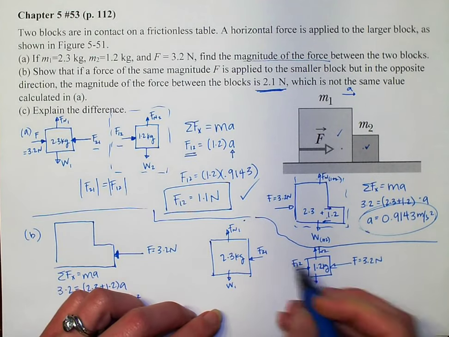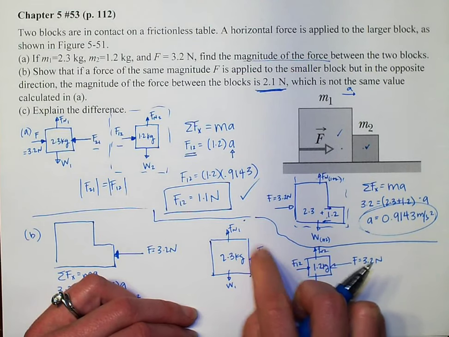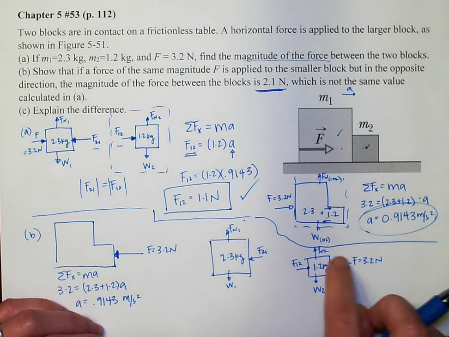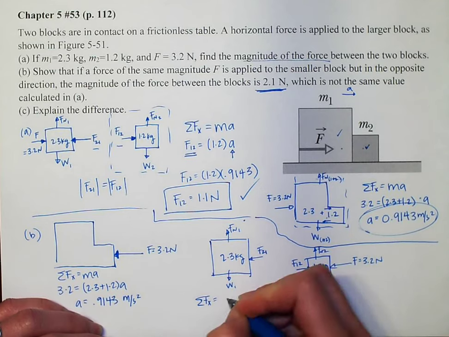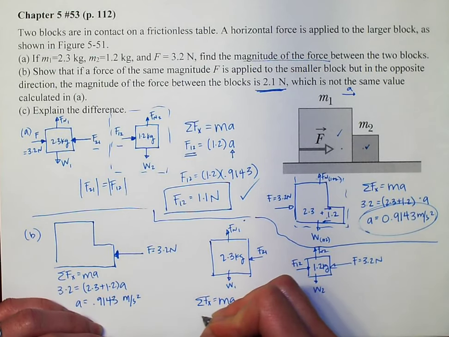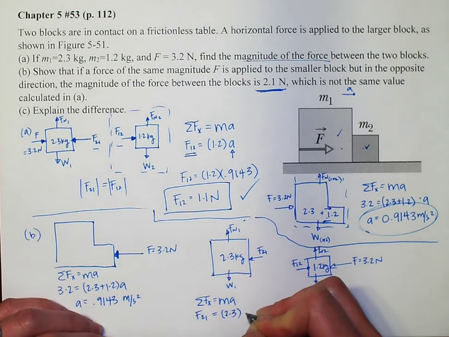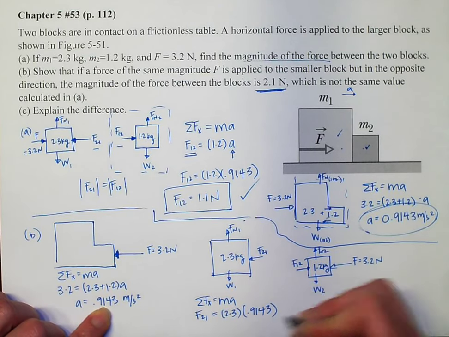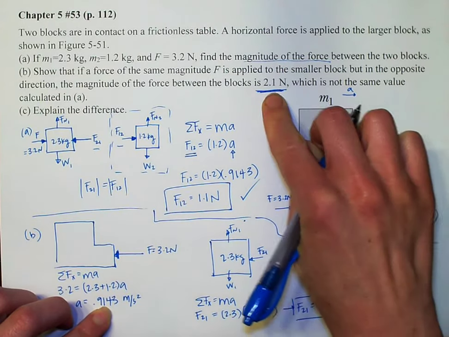If I'm now going to solve for this internal force, I'm going to choose this one because I only have one force right here, and so it's slightly simpler calculations. By the way, if you chose this one, that's fine. You would just have to use both forces. So sum of the forces in the x equals mass times acceleration. So F from 2 on 1 equals 2.3 times my acceleration, which is still exactly the same thing from the first part. And so that shows us that that force from 2 on 1 indeed does equal 2.1 newtons. And so what they said was true is true.